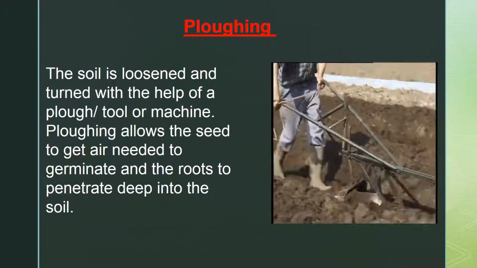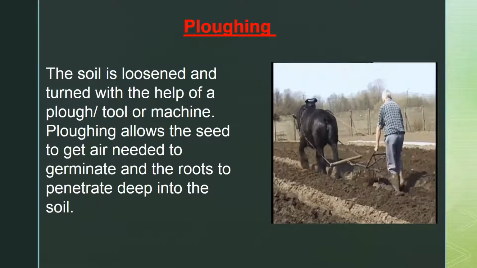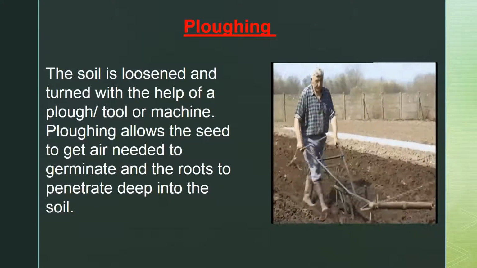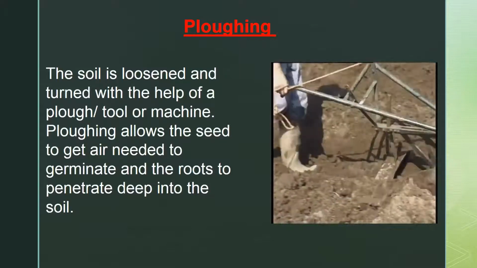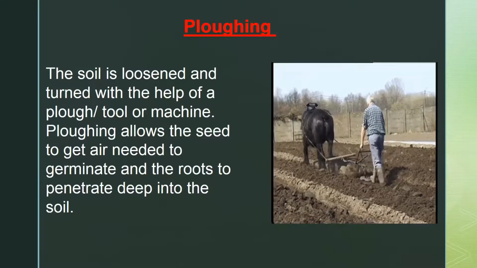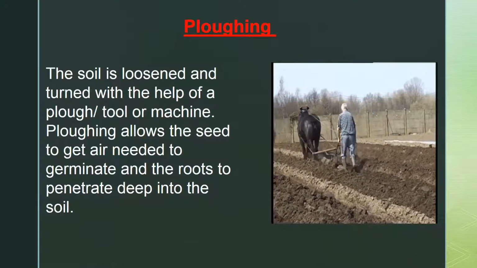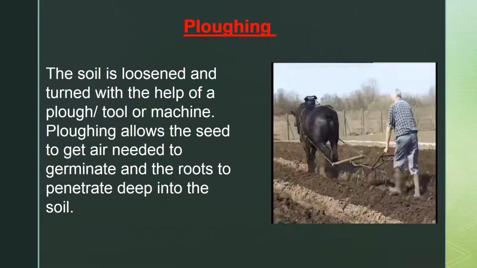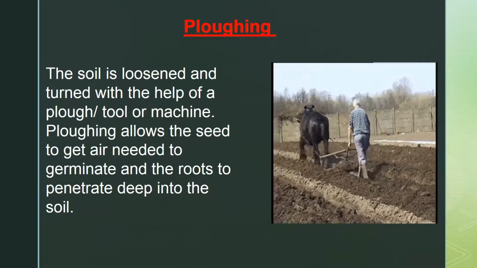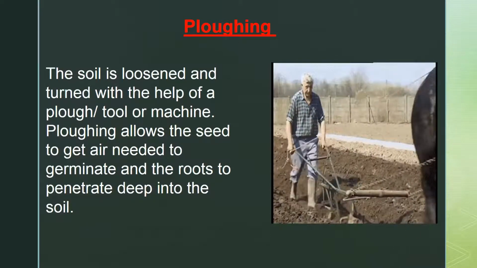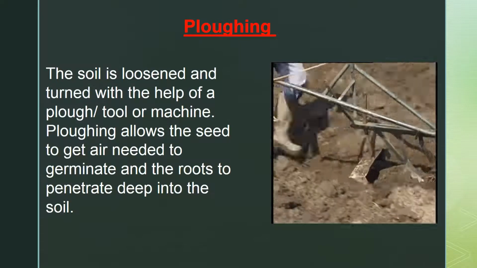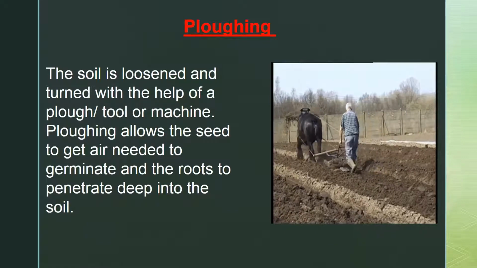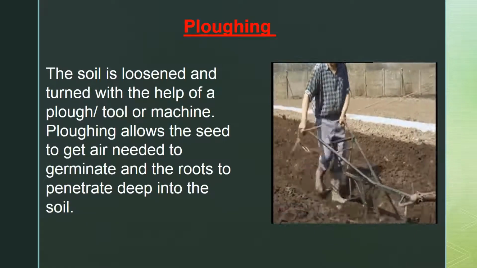So the first step is plowing. In this, a farmer uses either a plow or any tool or any kind of machine to loosen the soil so that the seed gets air and germinates nicely and roots can penetrate deep into the soil. So dear students, you can see in this video also that a farmer is using a kind of machine which is actually known as a plow, and this loosens the soil.